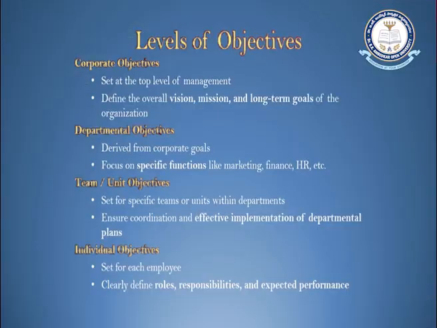Next comes the departmental objectives. Departmental objectives are derived from the corporate goals which we have set in the first level. They focus on specific functions like marketing, finance, HR and so on, whatever functions the organization is dealing with. Next come the team or unit objectives. They are set for a specific team or unit within the departments. Also, they ensure coordination and effective implementation of departmental plans. So that is team and unit objectives.